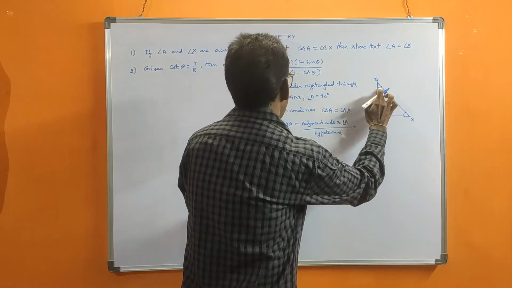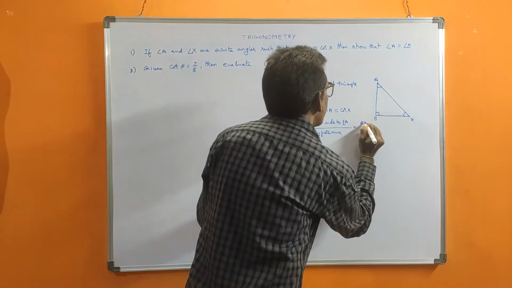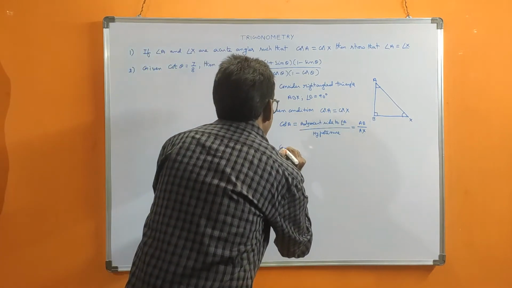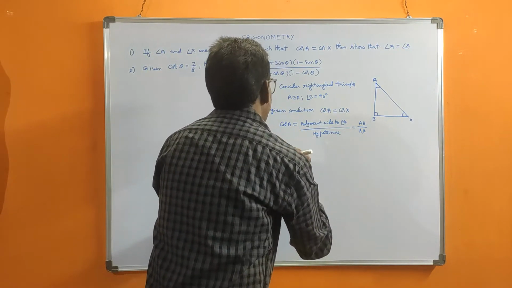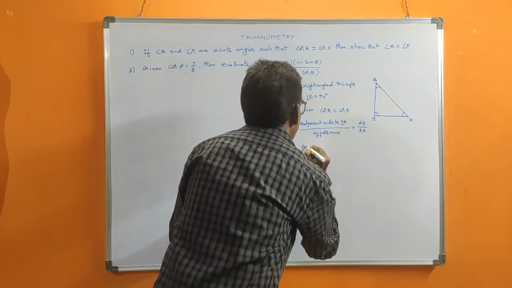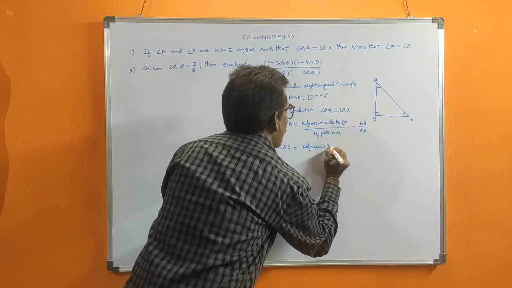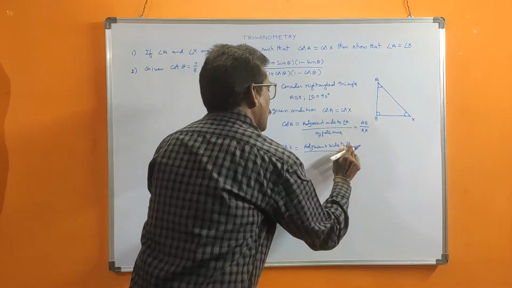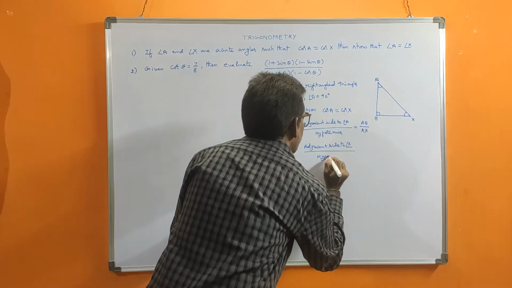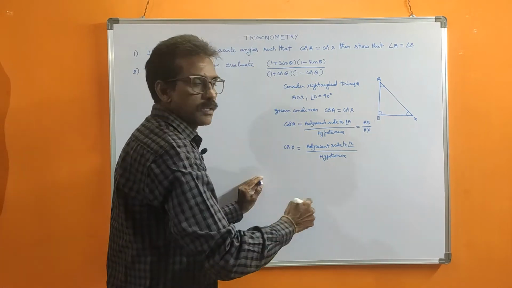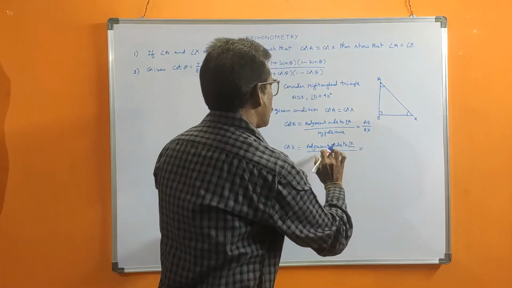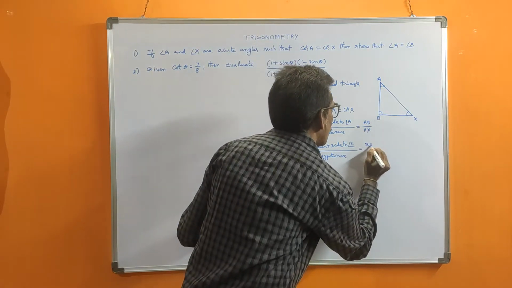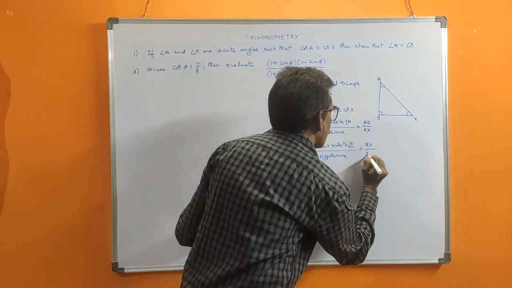Apply the sides. For angle A, the adjacent side is AB, and AX is the hypotenuse. Likewise, write cos X. This is also cos, the same formula, but the angle will change: adjacent side to angle X by hypotenuse. Okay, understood? Now substitute the values. For angle X, what is the adjacent side? BX. And the hypotenuse is AX.